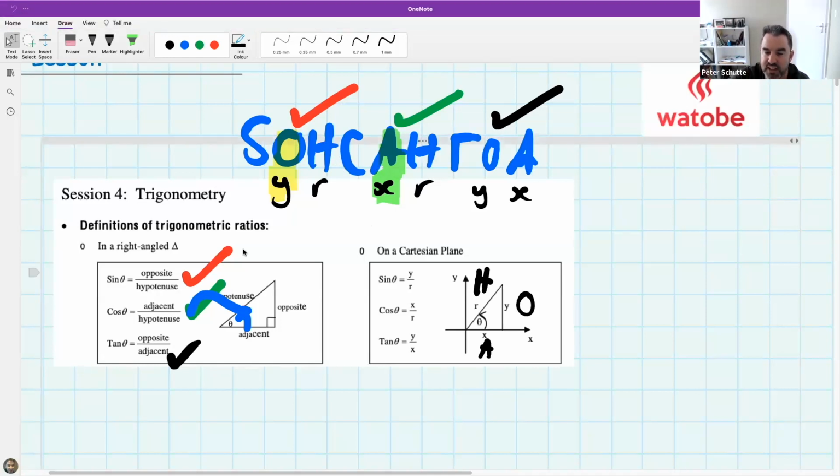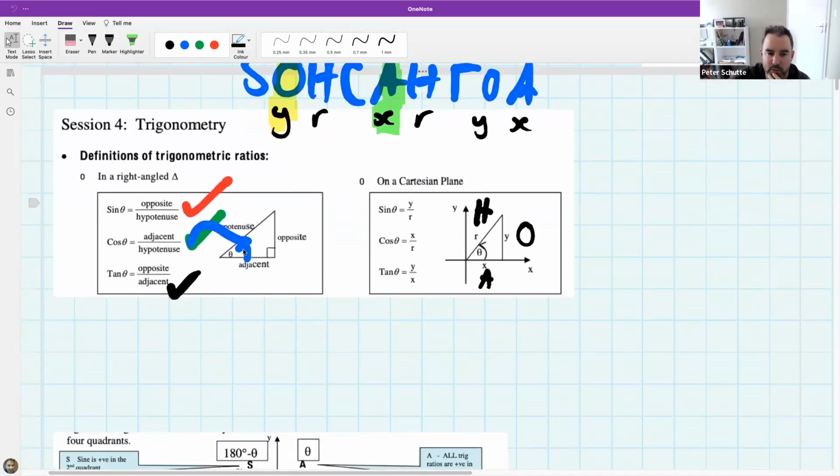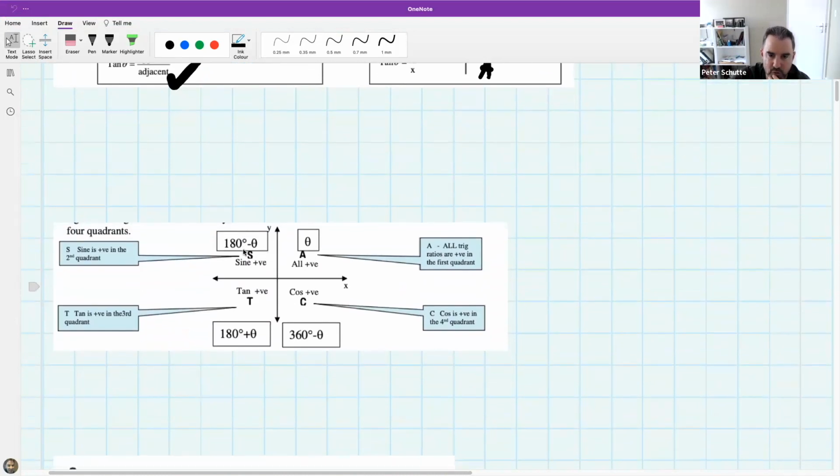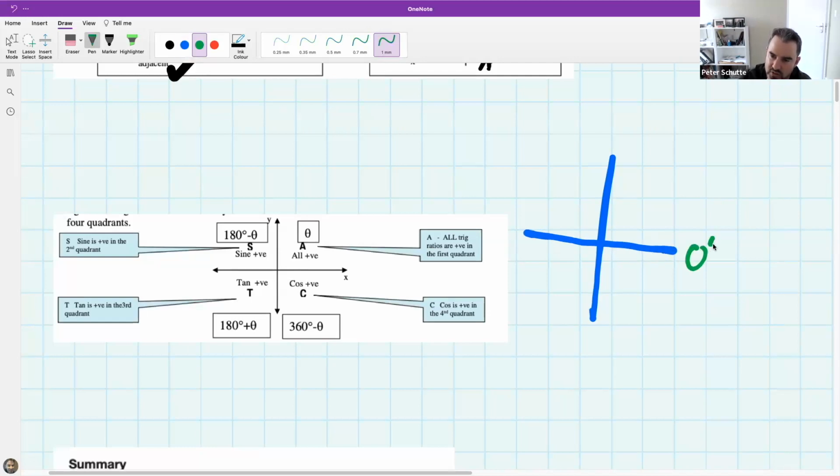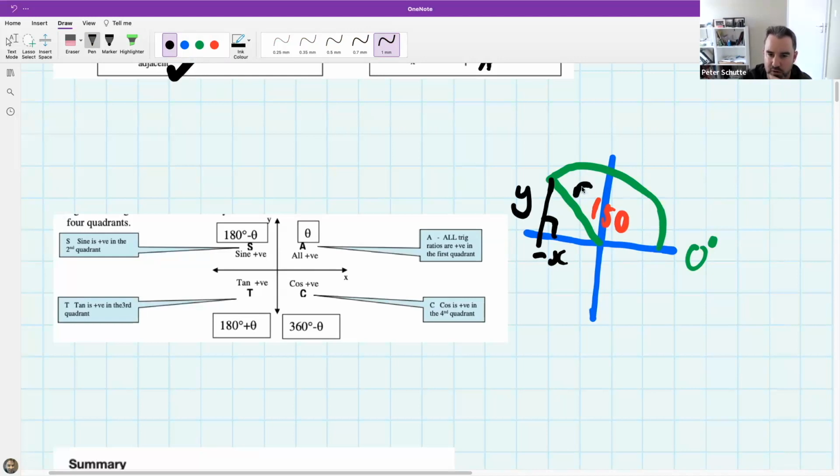Okay, so now that we've seen that, we need to apply it. Like I said, if the angle inside your triangle is greater than 90, it goes into a different quadrant. So I'm going to draw my quadrant here. In trigonometry, we start with 0 over here. If the angle is, say, 150, we no longer make the triangle in the first quadrant. We make it in the second quadrant. In this quadrant, the X will be negative, the Y will be positive, and the R is always positive.